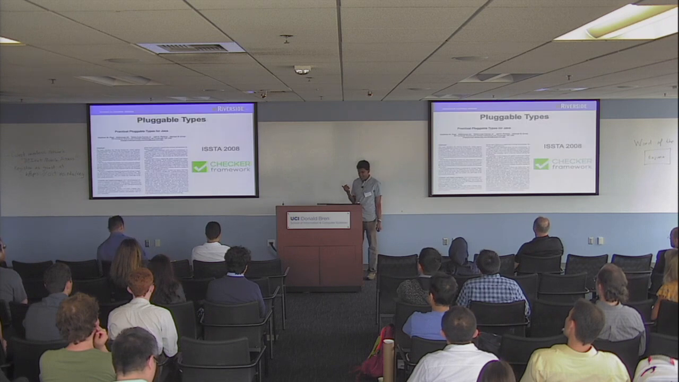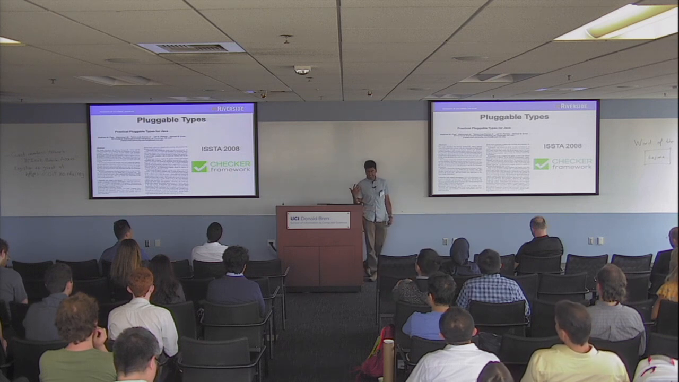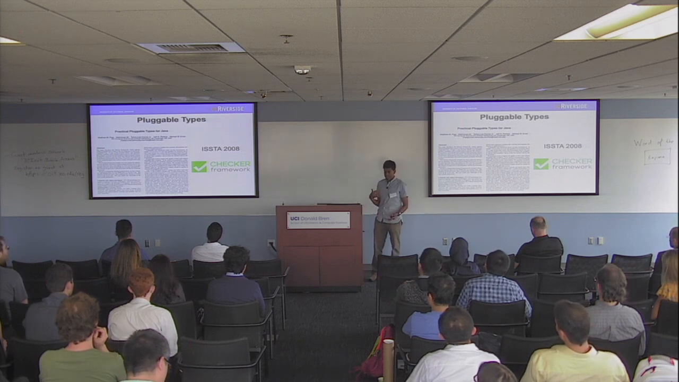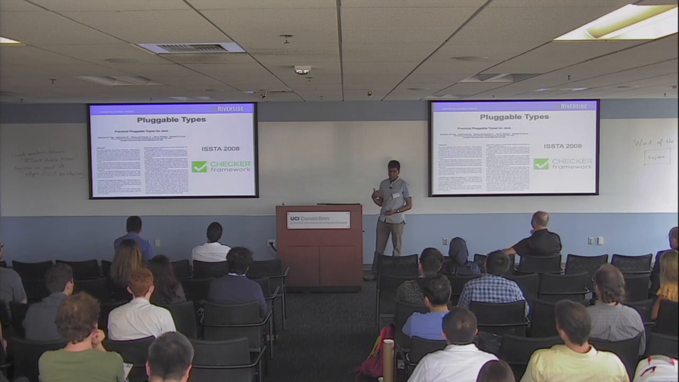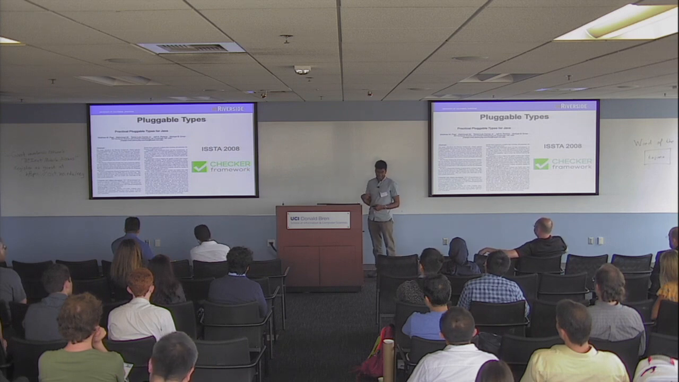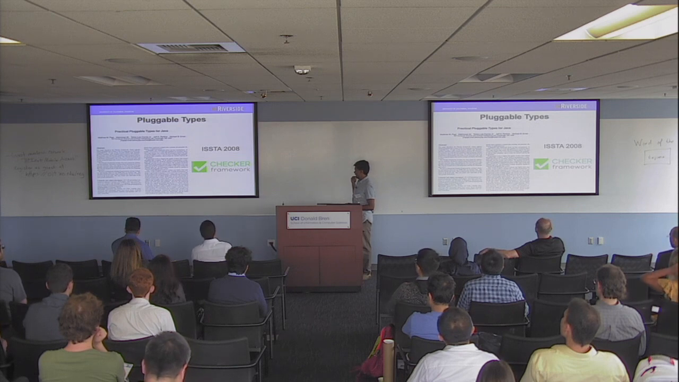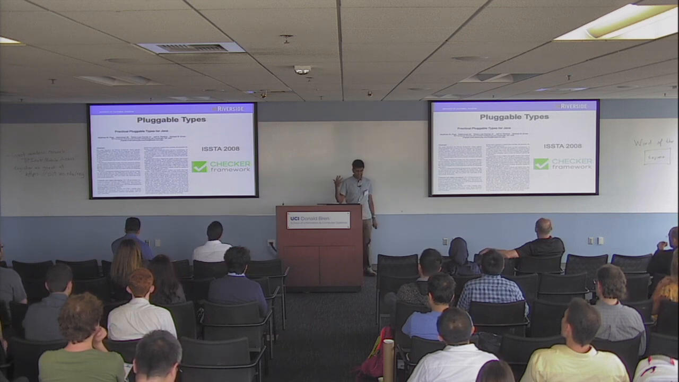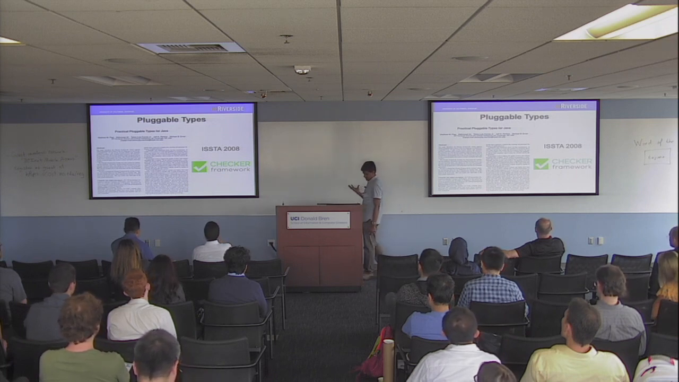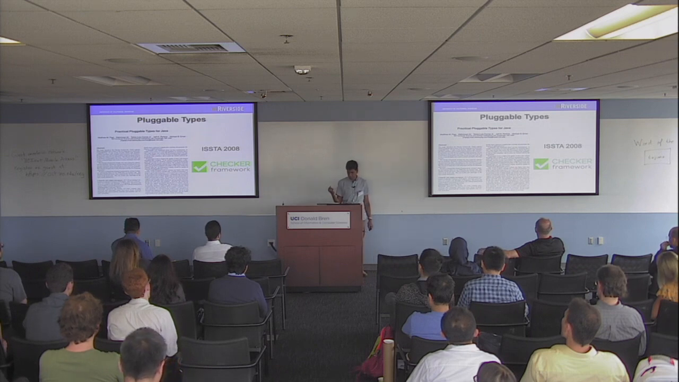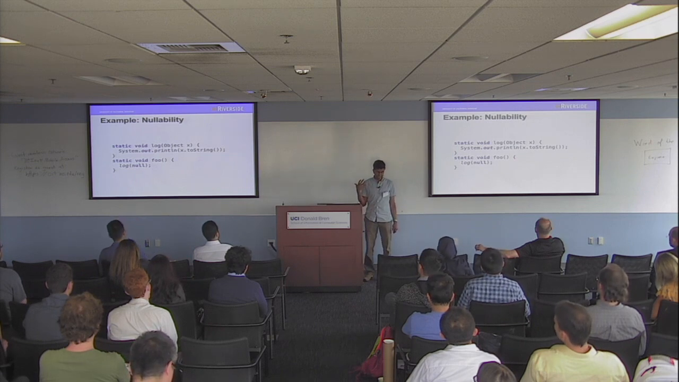So let me start by giving some background. So what are pluggable types? At a high level, they're a way to extend your compiler to do additional type checking for properties that aren't so easily expressed in the language's type system. And often this is done via extra annotations, type annotations in the code. So the pioneering paper in this space was published at ISSTA 2008. It got the 10-year Test of Time Award last year. And the best known work is embodied in this system called the Checker Framework from Mike Ernst and his group at Washington.